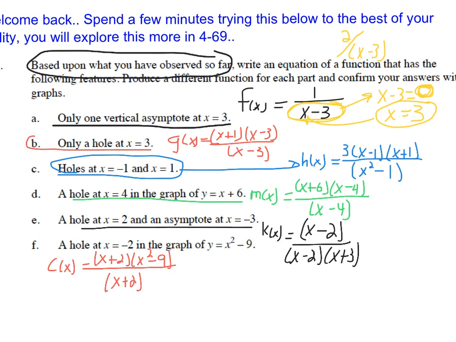For part B now, only a hole at x equaling 3. Well, in order to have a hole, that means the factor of x minus 3 needs to be in the denominator as well as the numerator so that they cancel. And you are left with an equation of just x plus 1.